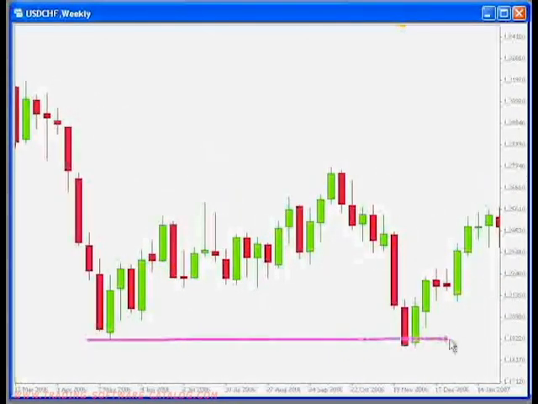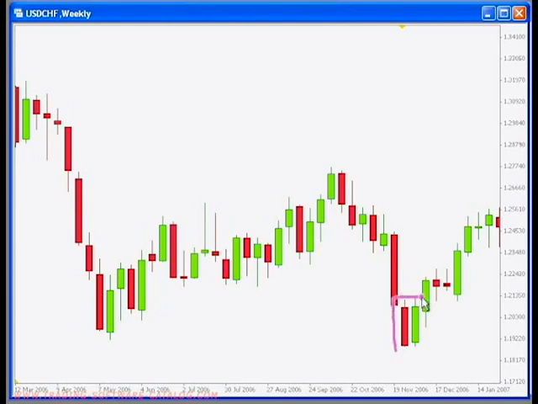That's the former level of support. What do we have there? Well, we have a railway tracks, don't we? You see those two twin candles, equal in size, equal in length, more or less, and just different colors. Banging right off that previous level of support, and from there, one up move.